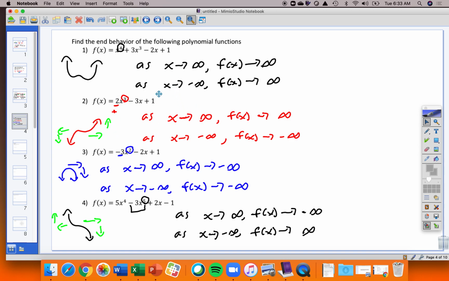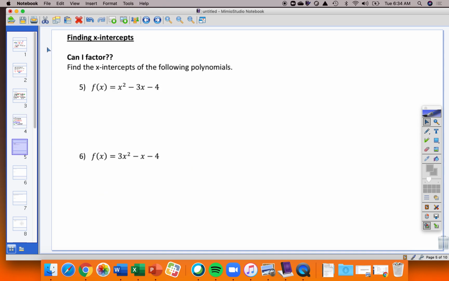Okay, without graphing. On top of our end behavior, it's important to be able to find x-intercepts algebraically. Now, you've been doing this for a while, okay? The first option when we're finding x-intercepts is, can I factor? It's the first question you should ask yourself. So let's look at the first one. Can I find the x-intercepts here? Well, can we factor? It looks like I can factor.